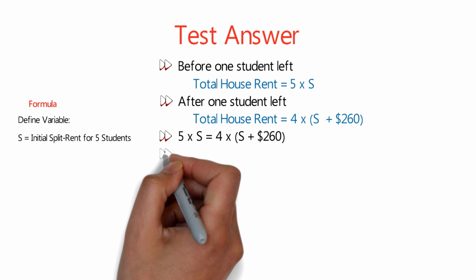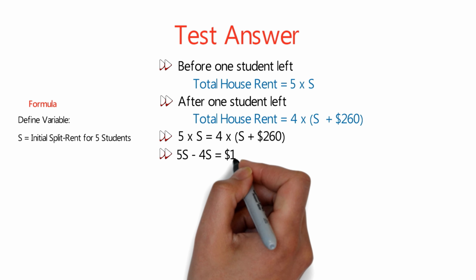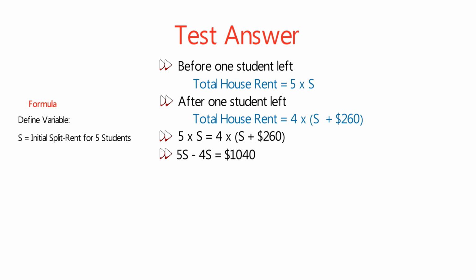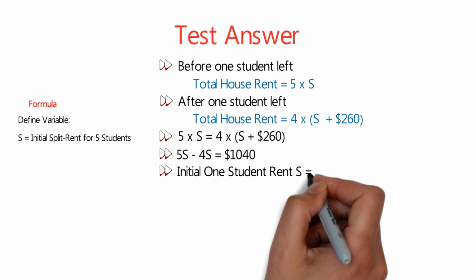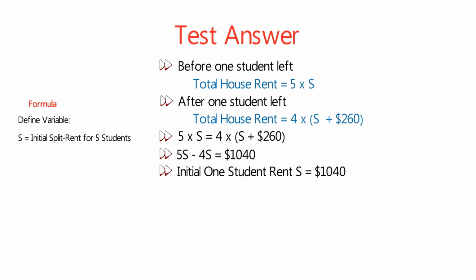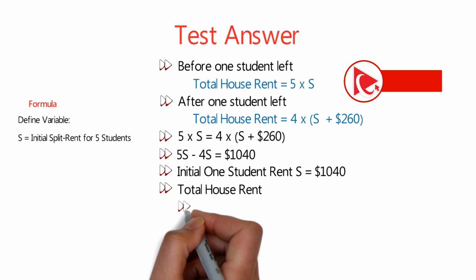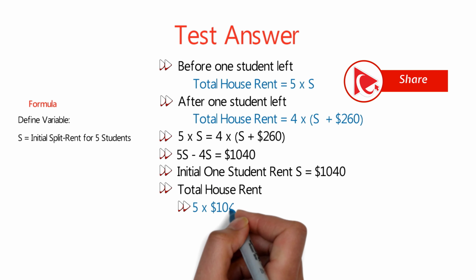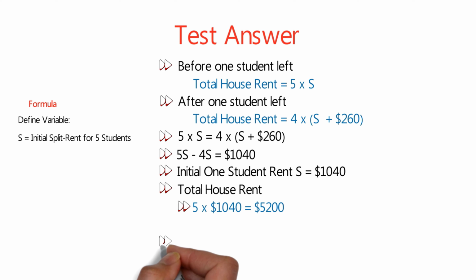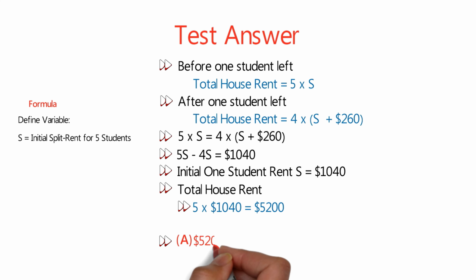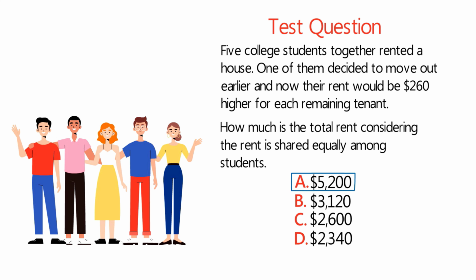Once we simplify it, we'll get to the equation 5S minus 4S equals $1,040, which means that S equals $1,040, which represents initial one student rent. To calculate total house rent, we need to multiply 5 by $1,040 and the result will be $5,200. So the answer is choice A, $5,200. Hopefully you've nailed this question and now know how to answer similar problems.